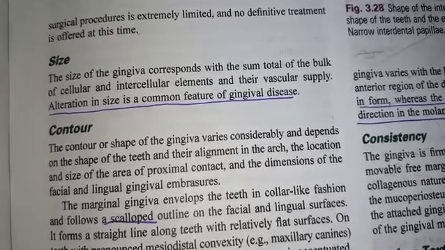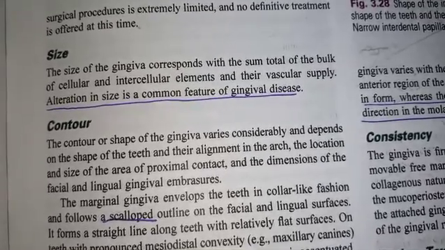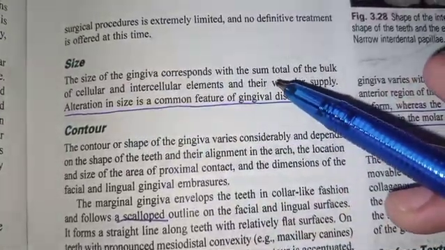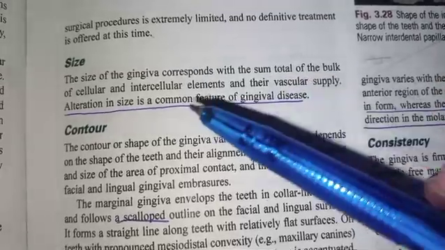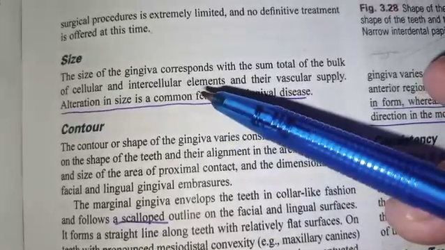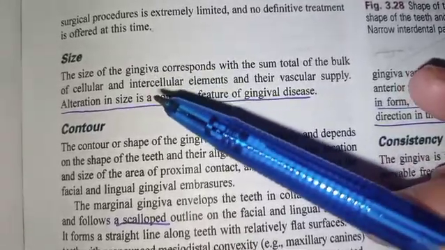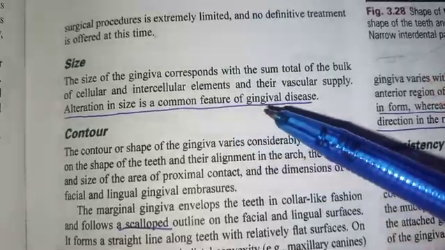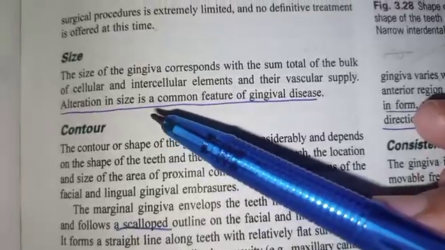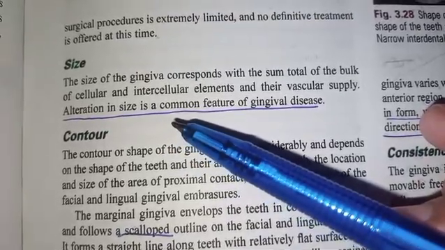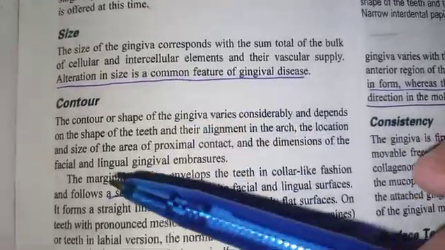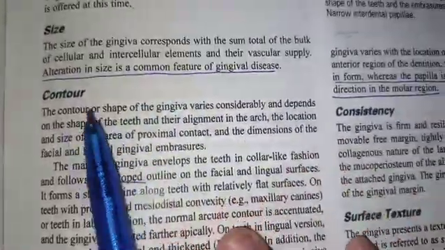Moving towards another microscopic feature, which is the size of the gingiva. The size of the gingiva corresponds with the total bulk of the cellular and intercellular elements. The size depends on how many cellular or intercellular elements are present and how the tissue is vascularized. When there is a change in the size of the gingiva, it is related to gingival disease.